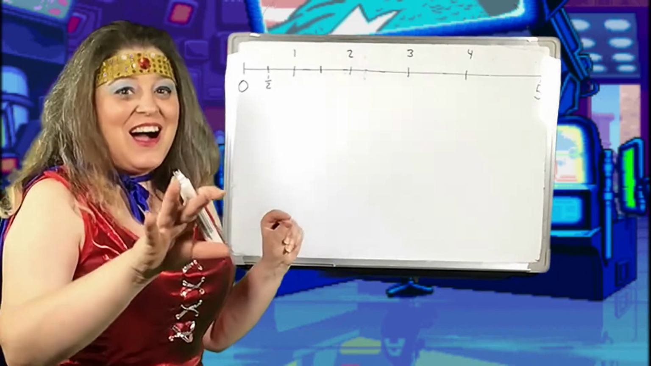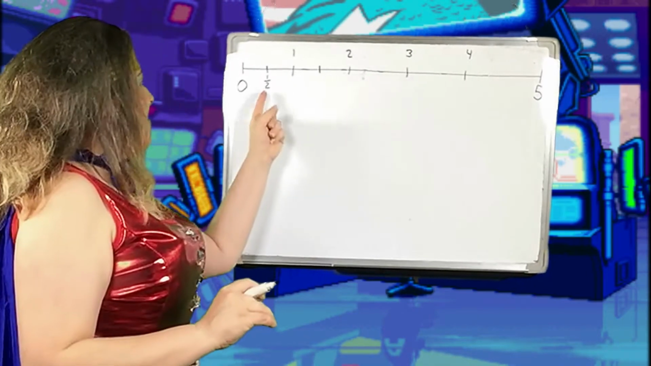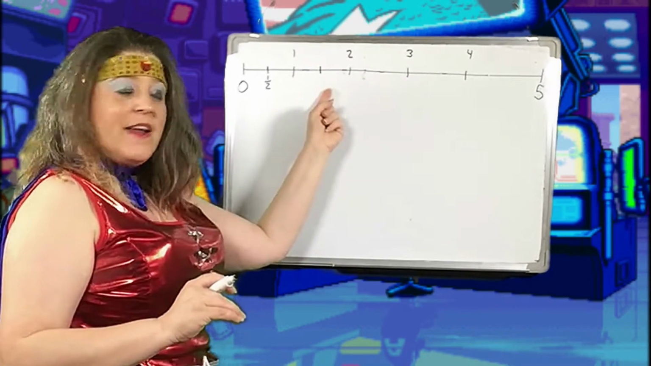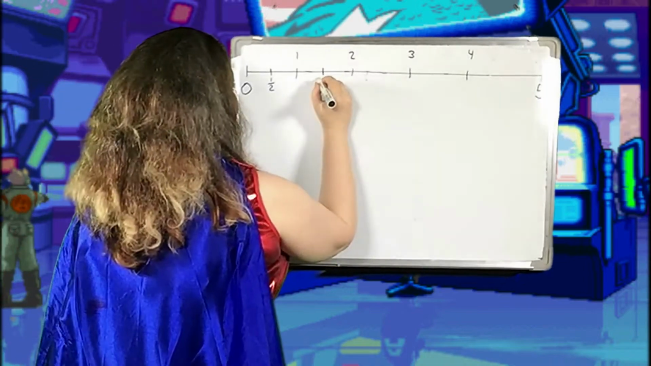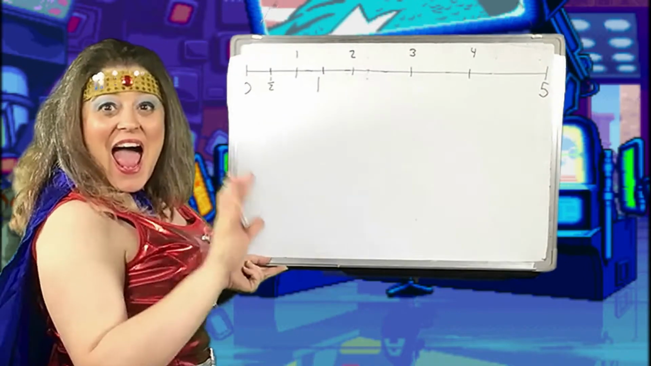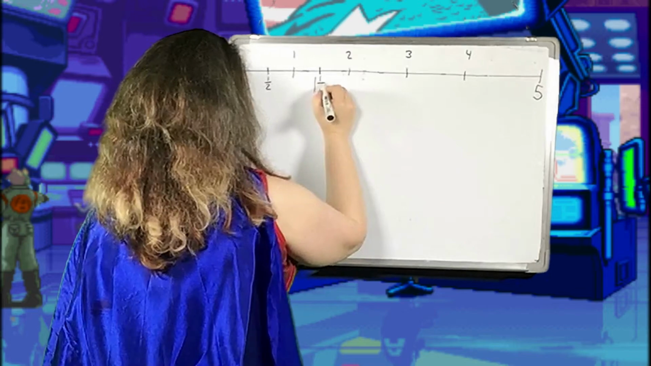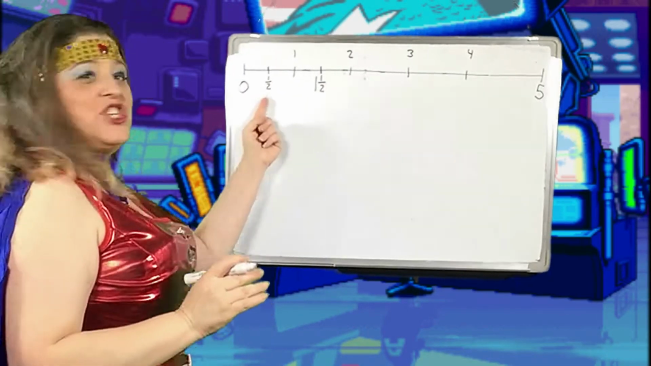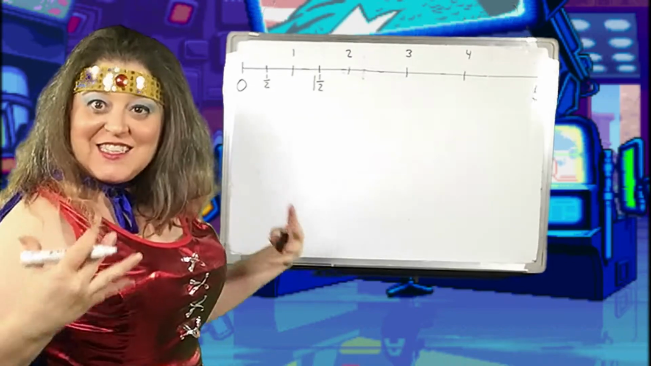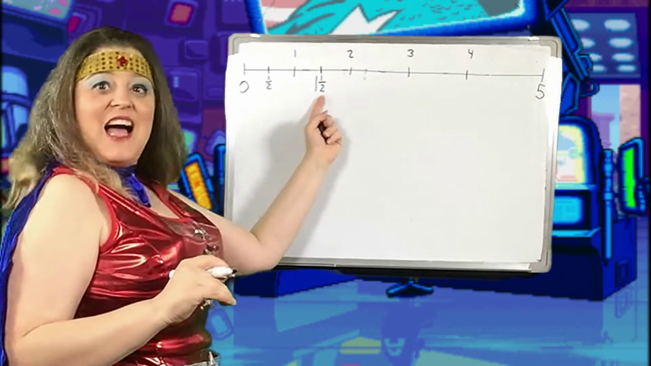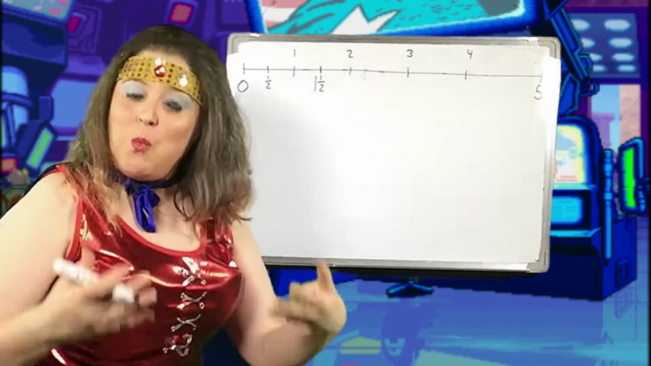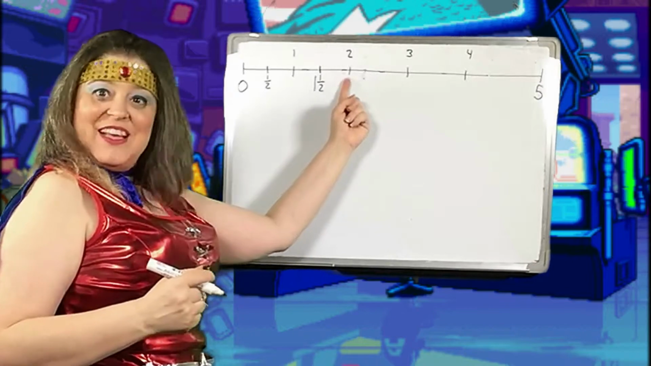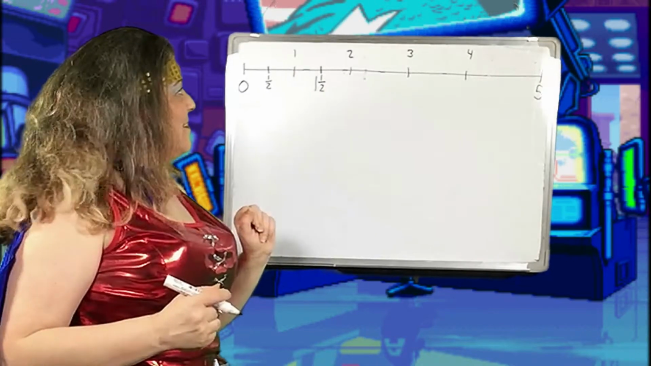Well, you're half right. It's not the same as this one. This one is after the 1. So it is 1 and 1/2. This fraction is smaller than 1. It's just 1/2. This one is after the 1. So it is 1 and 1/2. What about this one? Well, that's 2.